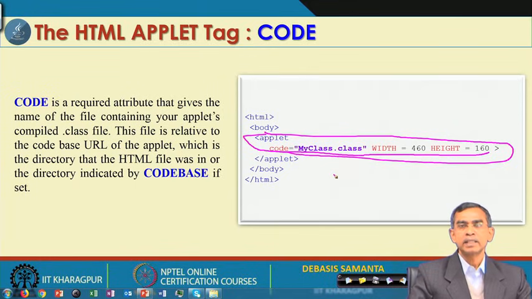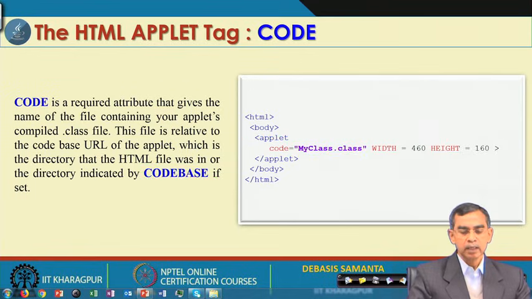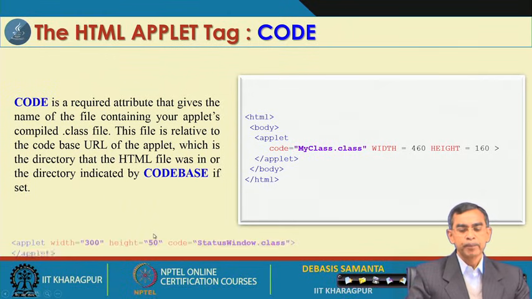If you want to explicitly mention that it is not in the same directory, but somewhere else, then we should use the codebase. So, codebase is usually accompanied with code, if you want to tell that the HTML file is here and then the code is somewhere else. Okay, regarding codebase we will discuss details.